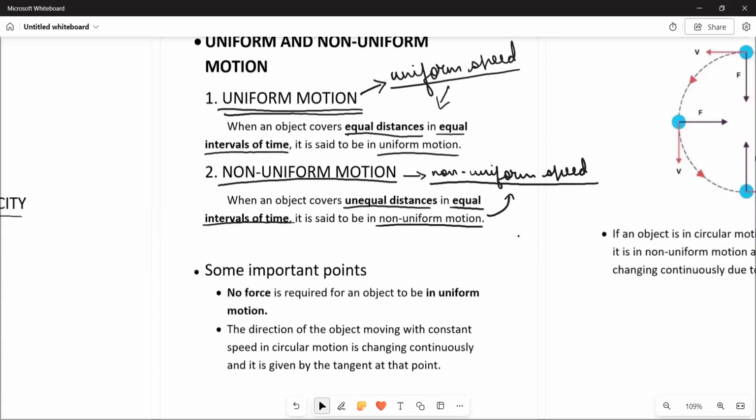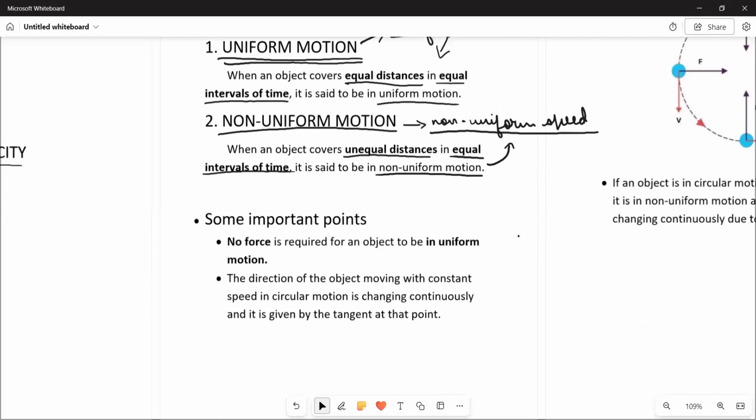Now we'll discuss some points related to uniform and non-uniform motion. See, whenever an object is in uniform motion, no force is required. No force is required for an object to be in uniform motion, which means whenever an object is in uniform motion, there is no other force acting on it. The next is a very important point, please make sure that you write this in your notes.